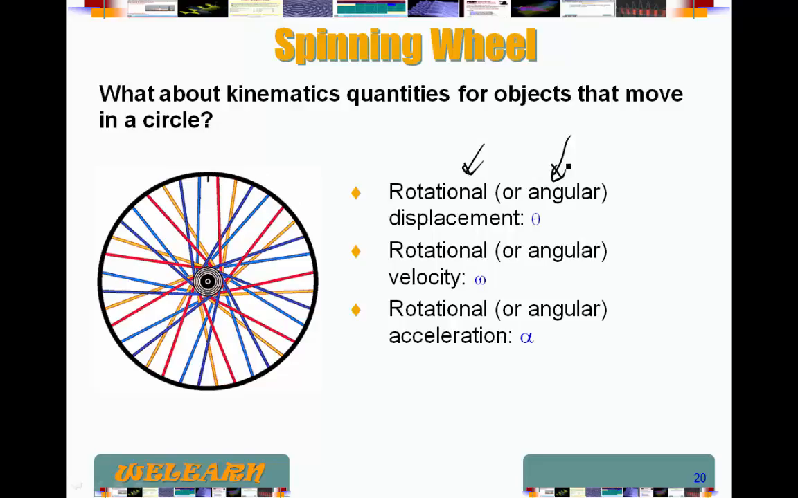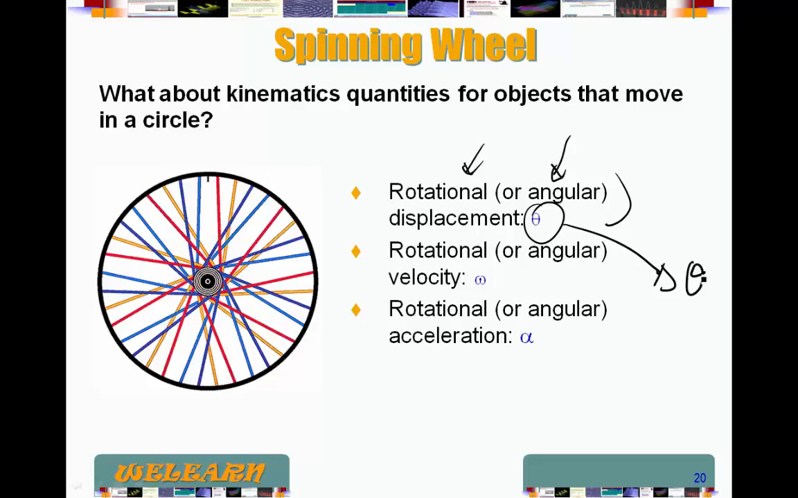Like we defined a displacement and a position for regular motion, we are going to define a rotational displacement or an angular displacement for rotational motion. We use Greek letters as symbols for kinematic quantities for rotational motion. So the symbol for rotational displacement is the Greek letter theta.